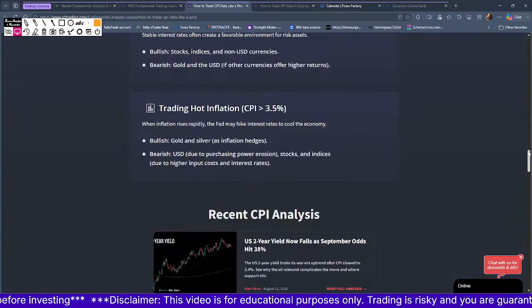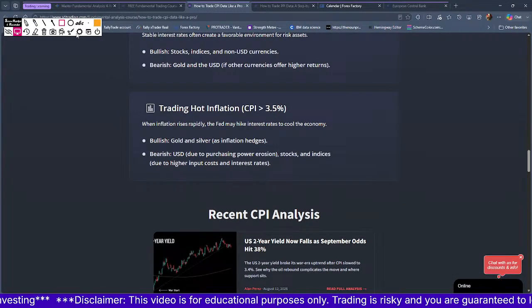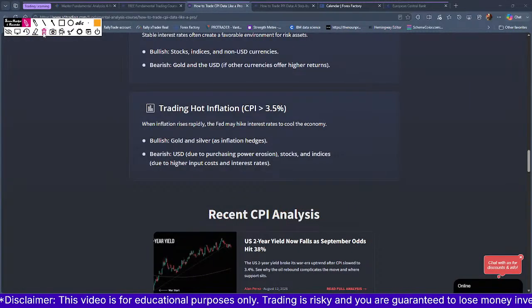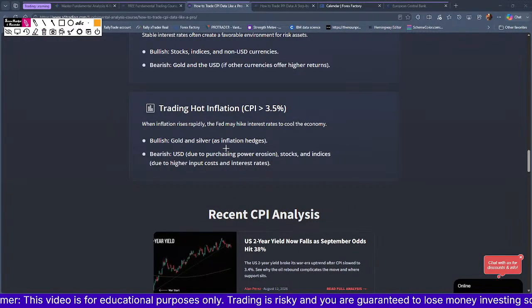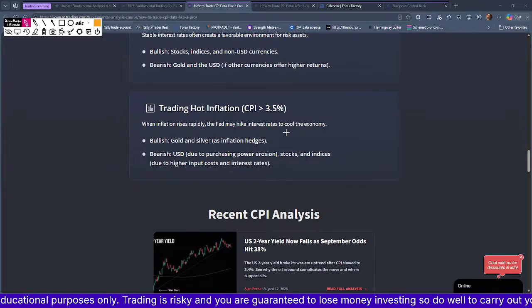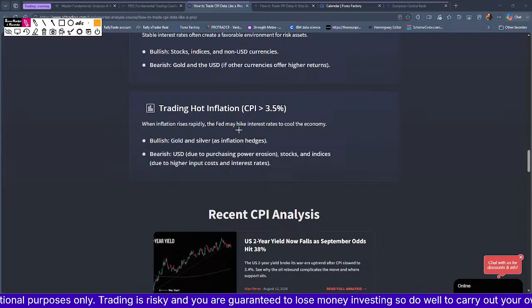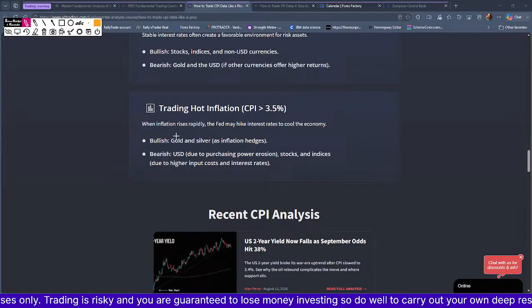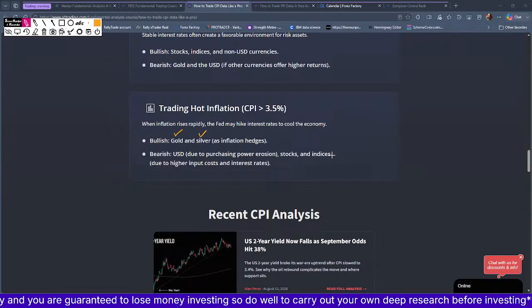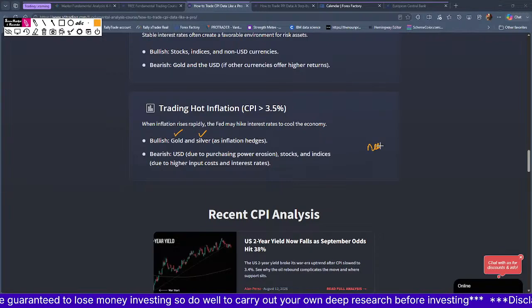Then we have hot CPI. Hot CPI, what does this actually entail? Well, hot CPI is quite simple. Hot CPI is when the prices of things are skyrocketing, right? Everything is going up. The Feds may hike their rates. Now, in situations like this, funny enough, this is actually the time to buy gold and also buy silver. Why? Because we know that as things are getting more expensive, people are going to need their money from wherever it is.